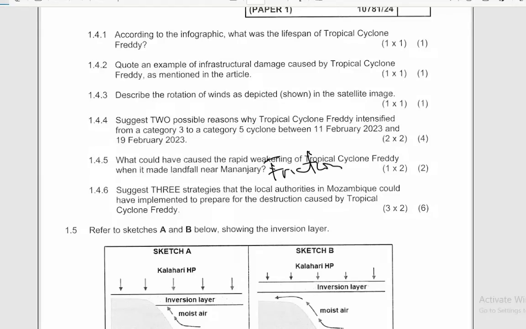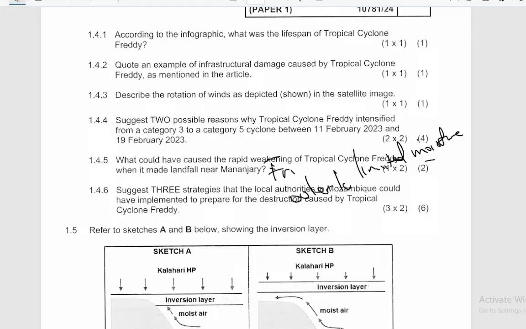And besides friction, you can talk of limited moisture. We said the system is strengthened by the feeding in of moisture. There's no more moisture over land. There are fewer water bodies over land which can feed the system and make it stronger as it used to be. So there's limited moisture, and also you can talk of cooler temperatures over land. We said it needs relatively higher temperatures to intensify, but over land, it's cooler. So it contributes towards less energy for the system. Those are some of the reasons why we can say the system will weaken as it gets over land.